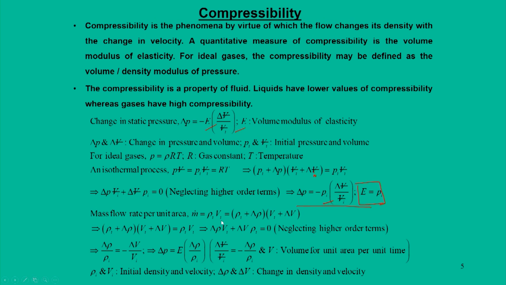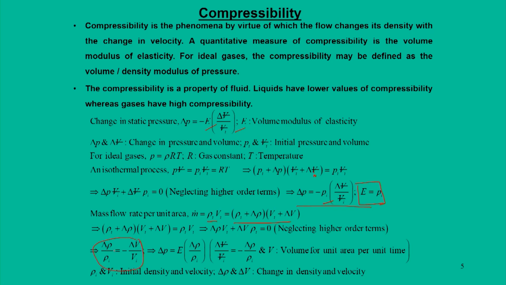So, density into velocity, which is the initial mass flow rate, becomes the final mass flow rate, that is rho i plus d rho into Vi plus delta V. Here V stands for velocity. If you simplify this particular expression, neglecting higher order terms, what relation do we get? A relation between density and velocity.